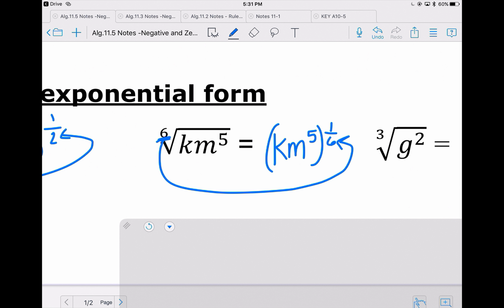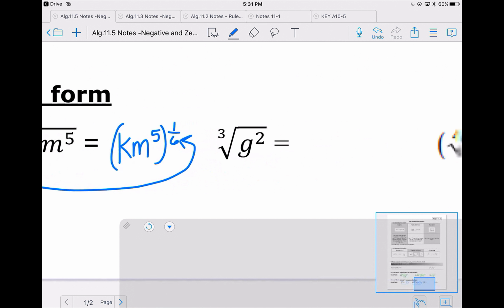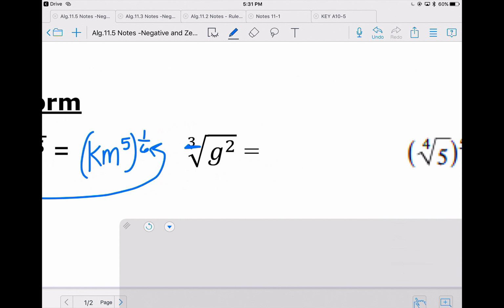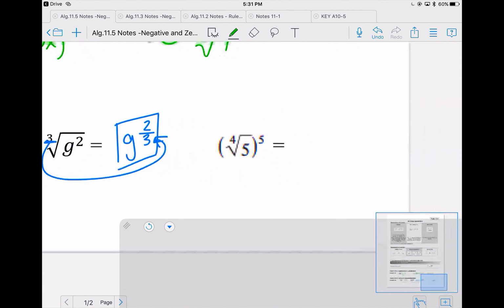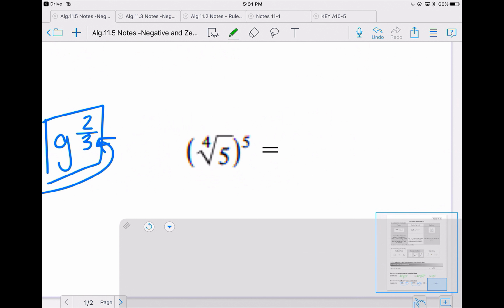Now that entire thing, km to the 5th, needs to be raised to the 1/6 power, so that's why I just went ahead and put it on the outside rather than dealing with the 2k and the m. 3 goes on the outside and becomes the denominator, g and 2 stay as is. So what you could do is rewrite what you're seeing on the top and outside.